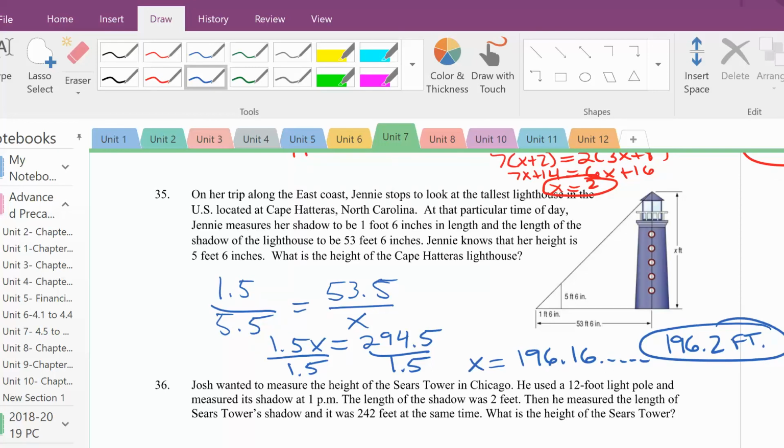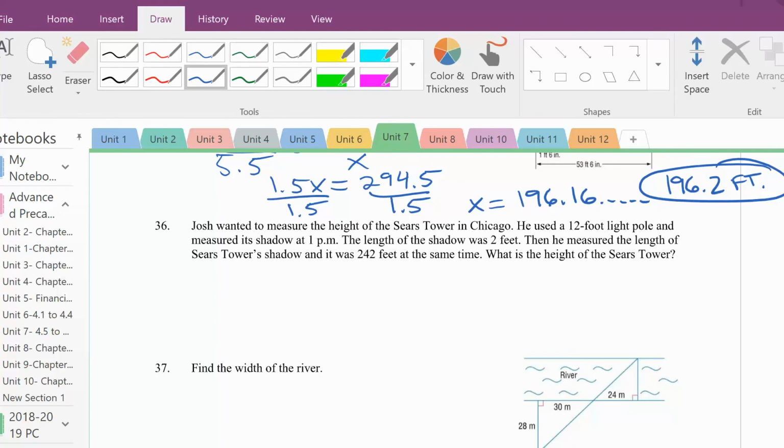All right, so the next one, Josh wanted to measure the height of the Sears Tower in Chicago. He used a 12-foot light pole and measured the shadow at 1 p.m. The length of the shadow was 2 feet. Then he measured the length of the Sears Tower shadow. It was 242 feet at the same time. What is the height of the Sears Tower?